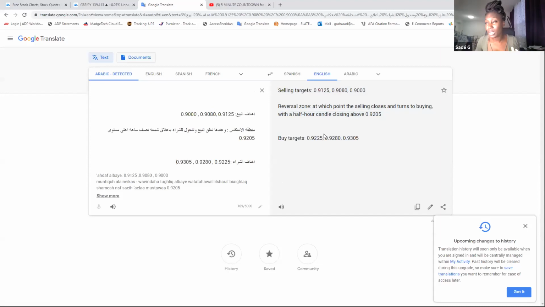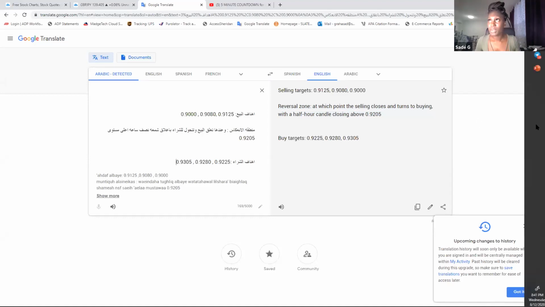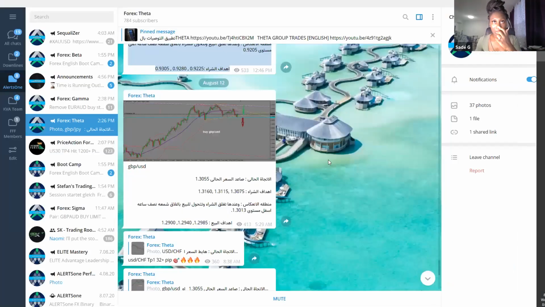It's so simple, so easy to understand. You don't have to always translate it. You can just look at the numbers and understand if it's a buy or a sell. But obviously, if you want to translate it, go ahead so you can understand exactly what's going on. So let's go back to this GBP JPY trade.